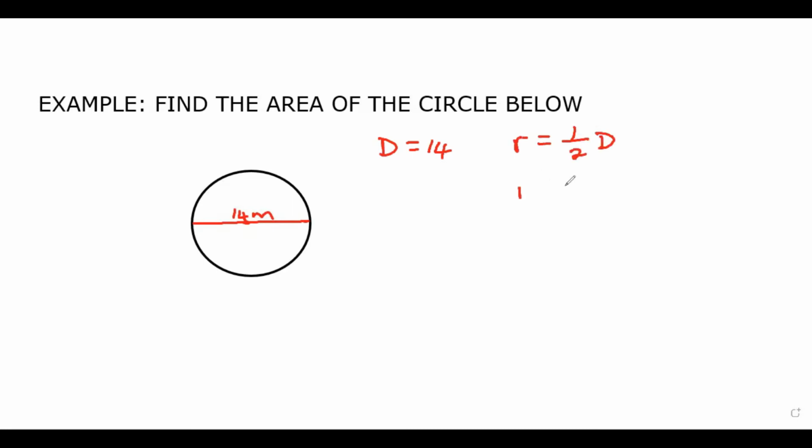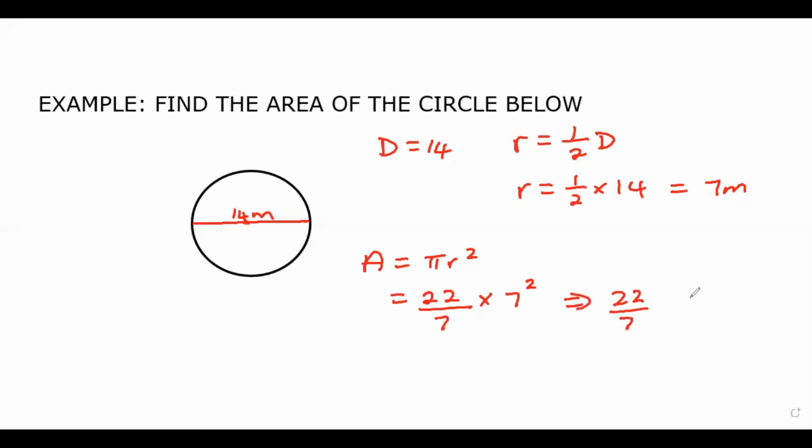So that means the radius is equal to half times 14. That means the radius is 7 meters. So again, using the area is equal to pi r squared, and we're going to use pi as 22 over 7 times the radius, which is 7 squared. So that is saying 22 over 7 times 49. So we can say 7 into 7, 1, 7 into 49, that's 7, and that's 22 times 7, which gives us 154. And again, area is in squared units, so that's meters squared.